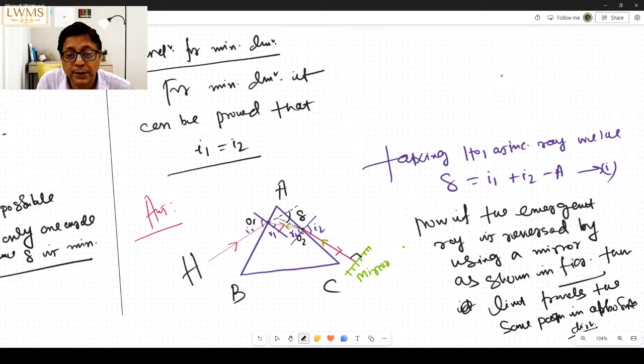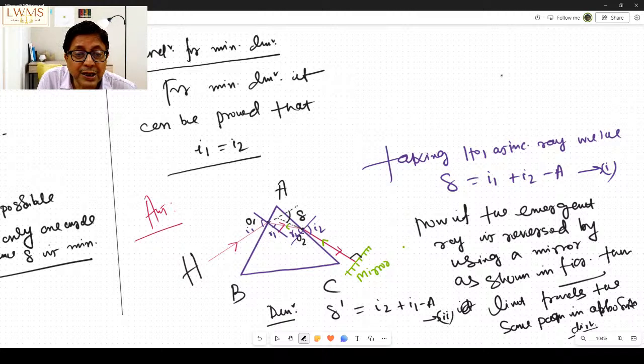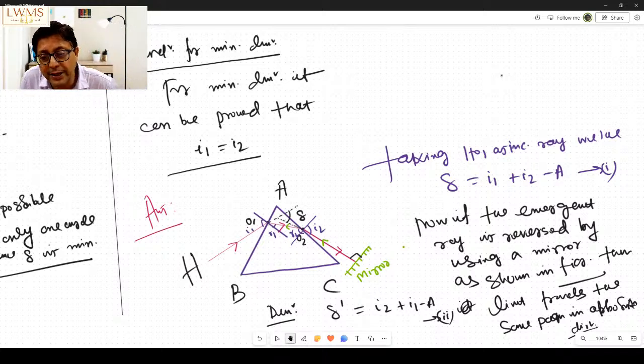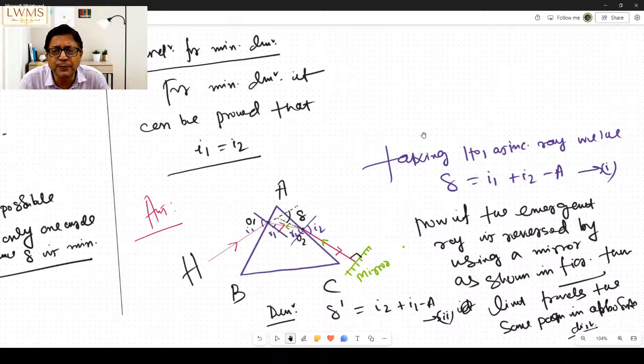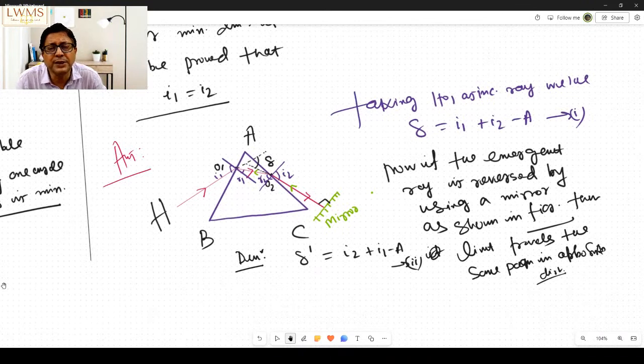But this time, here also, what will the deviation be? By the previous concept, delta dashed will be I2 first, I1 minus A. Why I2 first? Because here I2 is the angle of incidence, light going this way. Clear? We get delta dashed with the same expression. That proof we need not give. We are all in class 12, isn't it?